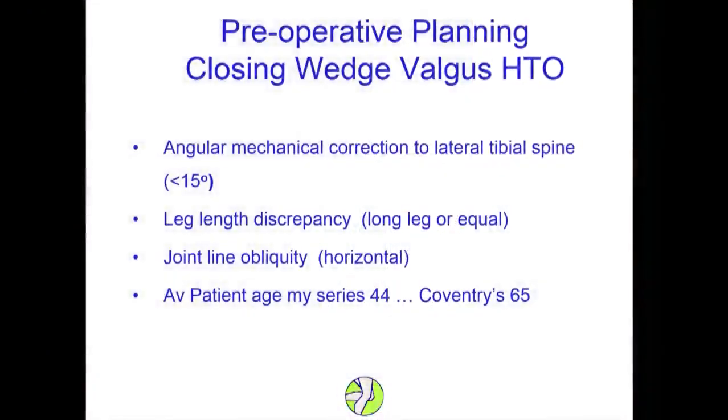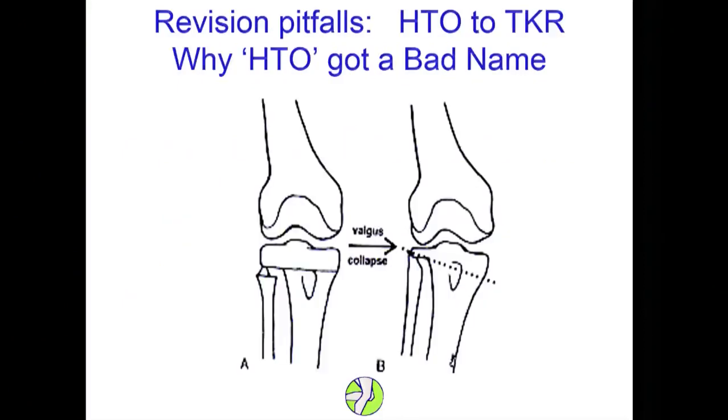So it's real. It's now published in the American Journal of Sports Medicine, and it's something that I think people should be aware of. So for preoperative planning, I look at leg length, joint obliquity. In my series for isolated bone-on-bone medial disease, my patients were 44. Back when Coventry did his, they were 65. So it's a different group of patients now that we treat that are more active and much younger.